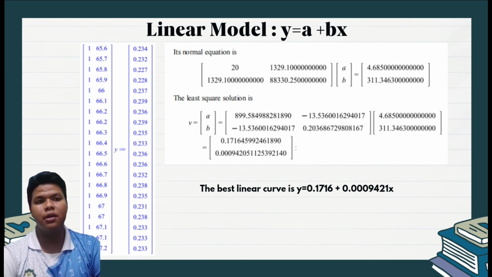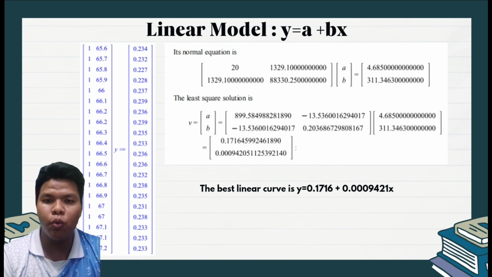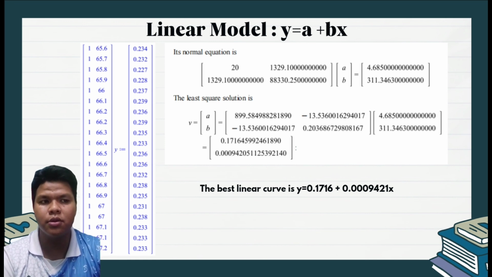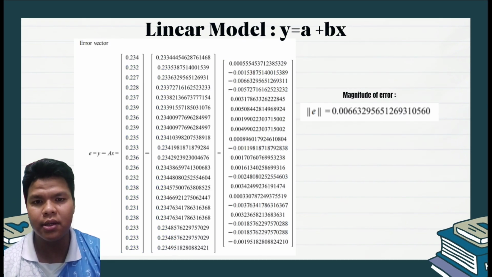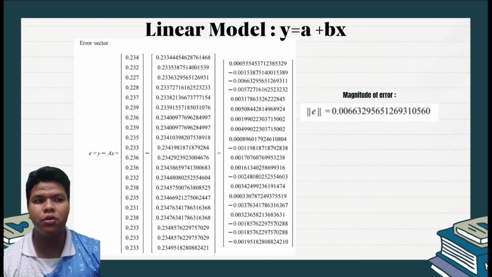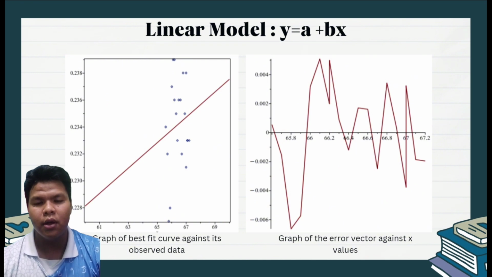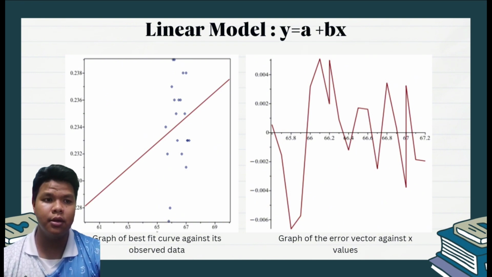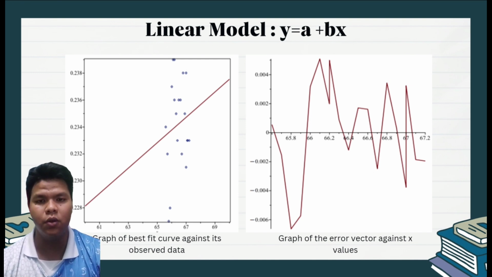Therefore, from the least square solution, we can obtain the best linear curve, which is y equals 0.1716 plus 0.0009421x. Next is the error vector. The error vector we can find from y minus Ax. Then we can find the magnitude of error. The last part of the linear model is the graph. The first graph is the graph of the best fit curve against its observed data. Then the second graph is the graph of the error vector against the x values.